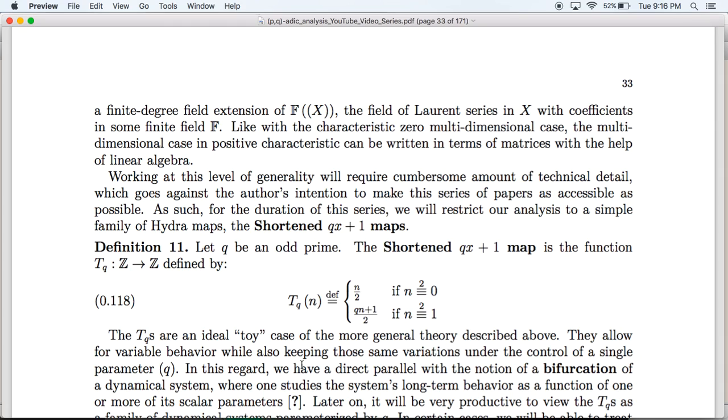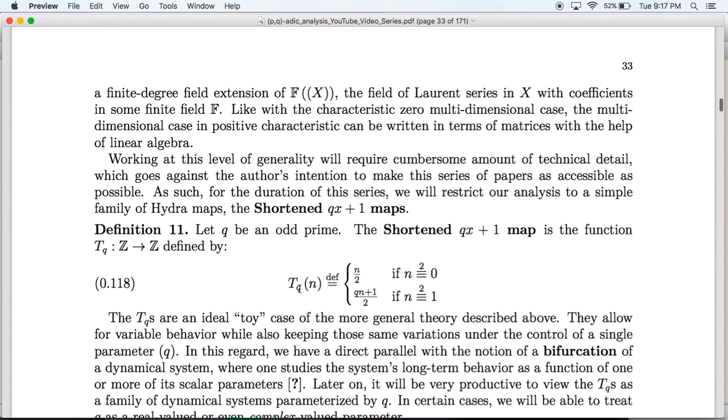In this regard, we actually end up with a direct parallel with the idea of a bifurcation of a dynamical system, where one has a differential equation that depends on some parameters, and as the parameters change, the long-term behavior of the system may change as well. Indeed, we see that you basically get two cases in this setup.